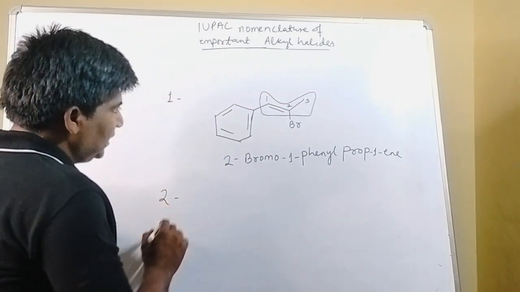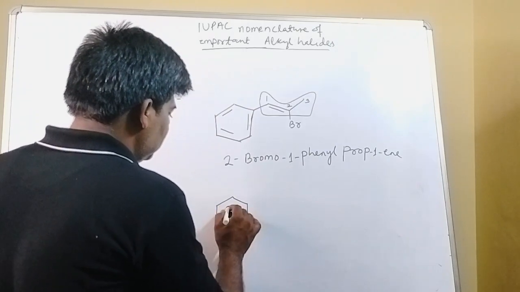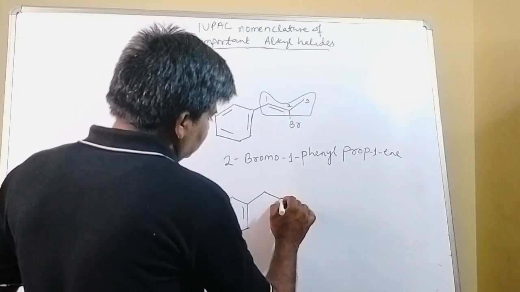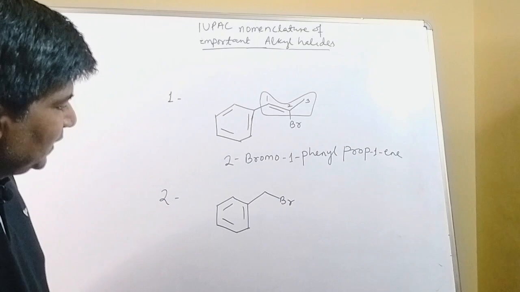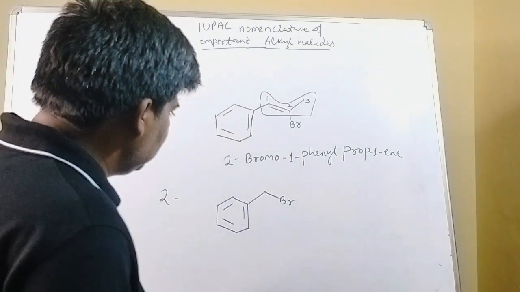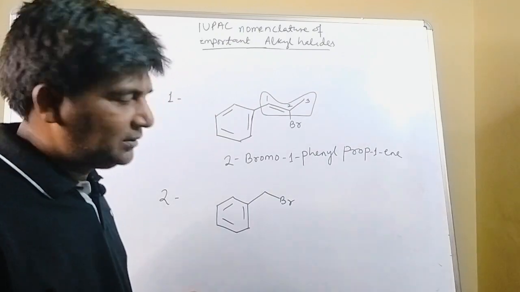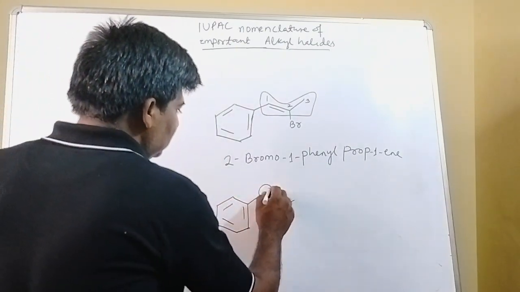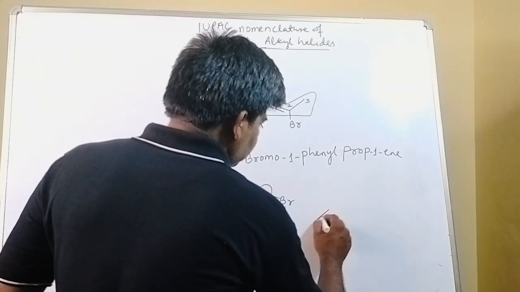So next example, almost similar to the first one. So this is a substituted alkane. Here the halogen is bonded to the side chain and the side chain contains only one carbon atom. So we can write the structure in another way.